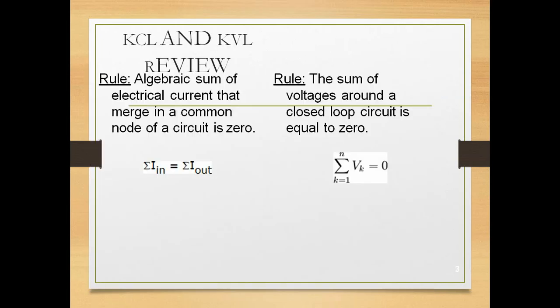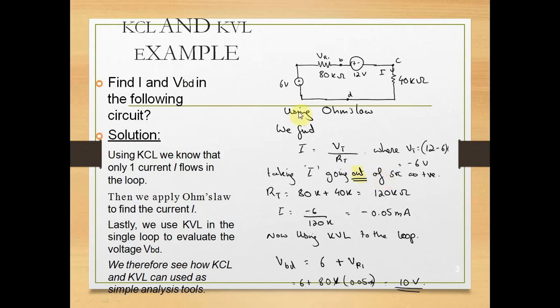First we will see the KCL and KVL rules. Kirchhoff's current law states that the algebraic sum of the electric currents that meet in a common node of the circuit is zero. That is, the summation of the input current is equal to the summation of the output current. And Kirchhoff's voltage law states that the sum of the voltages around a closed loop circuit is equal to zero. That is, the summation of Vk, for k equal to 1 to N, is equal to 0. Then the KCL and KVL example.